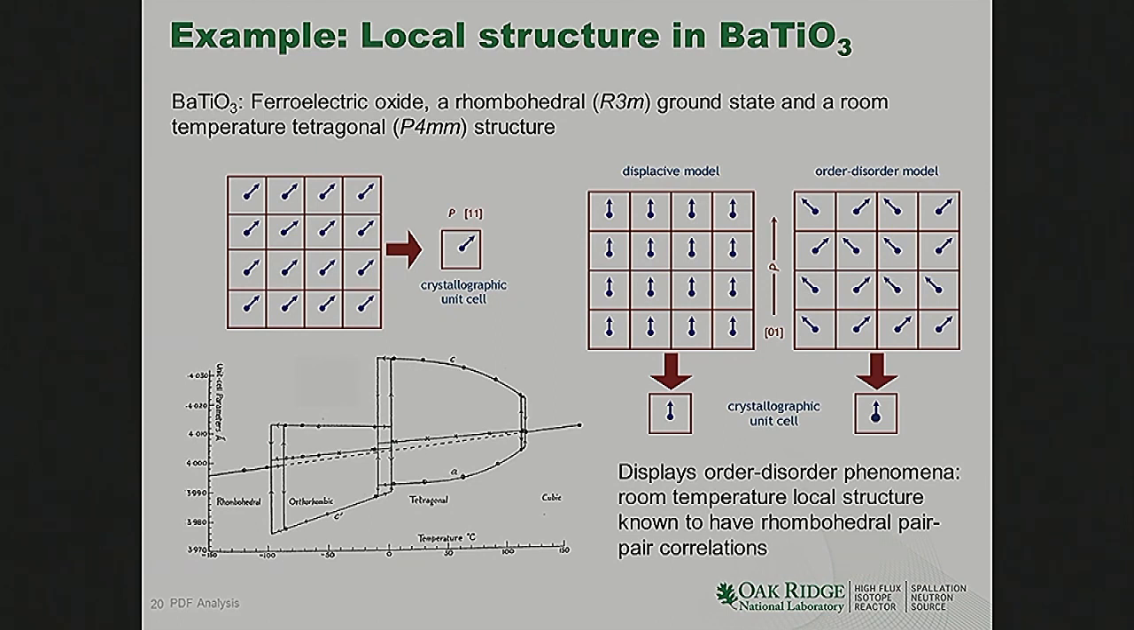Similarly, if they were all pointed in this direction, I can describe that with a single unit cell. But what about this case? Because in this case, I still have a net polarization in this direction, but this doesn't really describe the true state. And the PDF is the technique that comes alongside crystallography and helps you distinguish this case from this case.